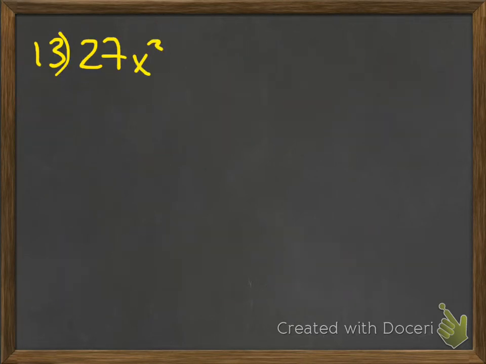Okay, number 13, you got 27x cubed plus, or minus 1,000, sorry. Okay, what number times itself 3 times gives you 27? 3. Okay, so that's 3x. That's your A. What number times itself 3 times gives you 1,000? 10. That's your B. Then I can plug those into the formula, the way they go.